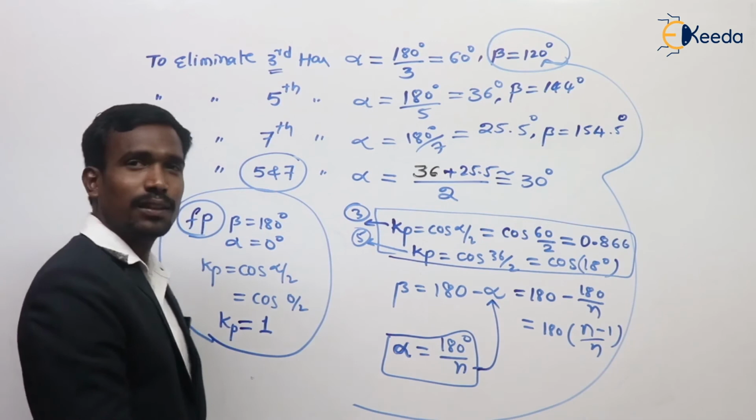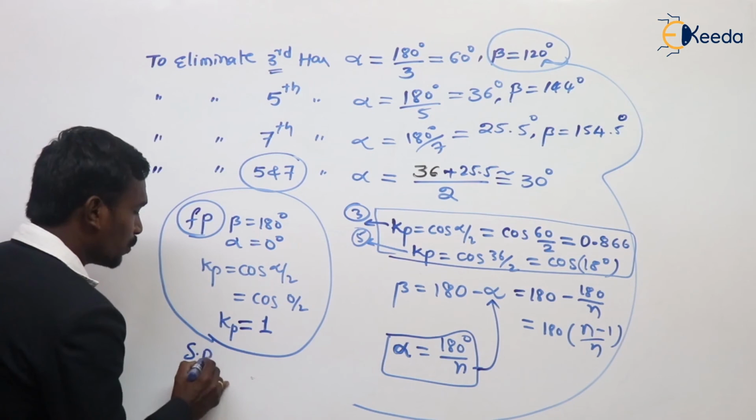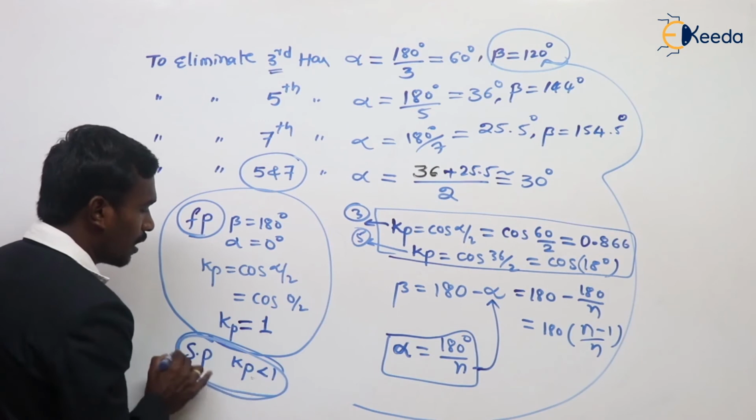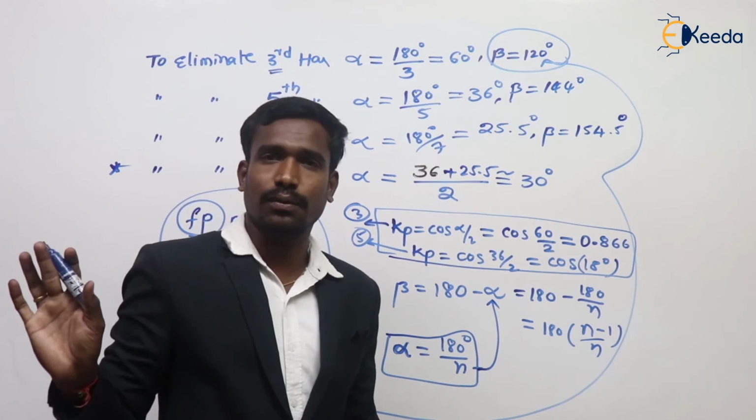For short pitch winding, KP is always less than 1. For full pitch winding KP is equal to 1.